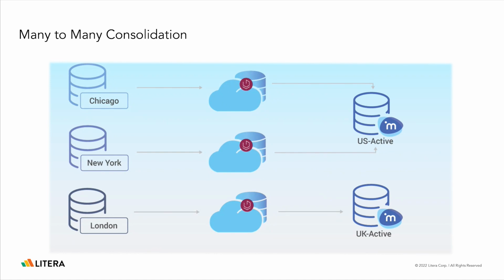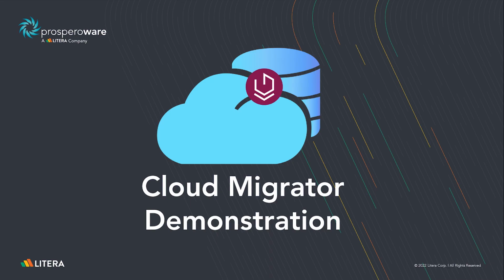There are other variations of this where I want to consolidate the US libraries to a US active, and I'm just going to consolidate and migrate from London to a library called UK active. Okay, and now we're ready to take a look at Cloud Migrator.